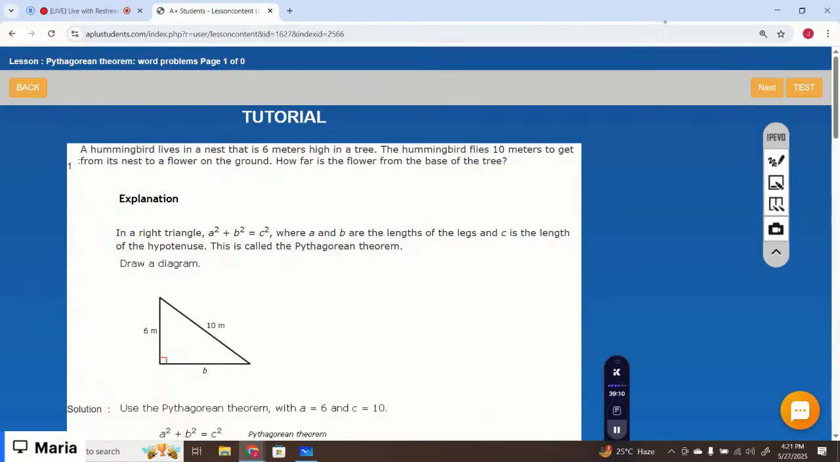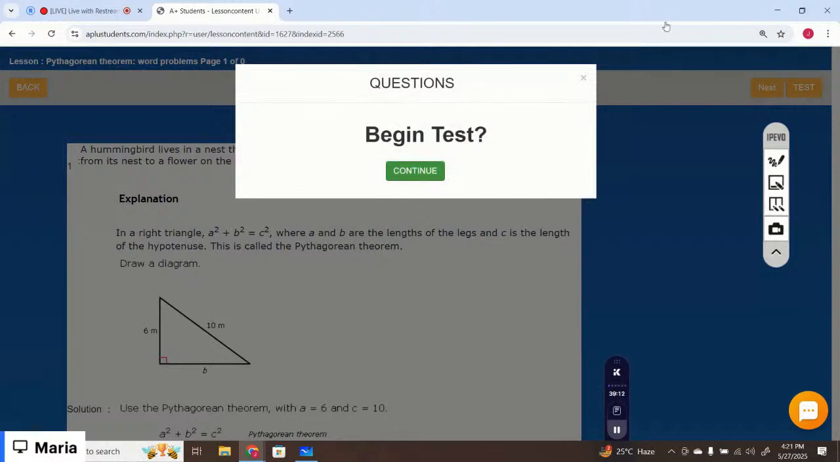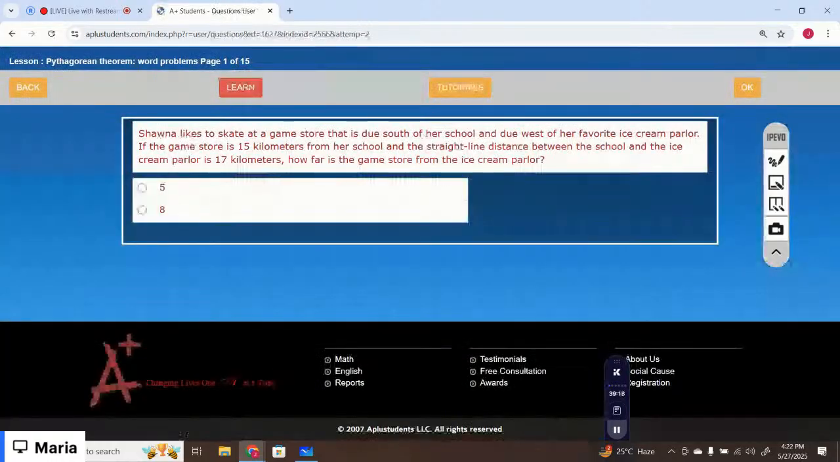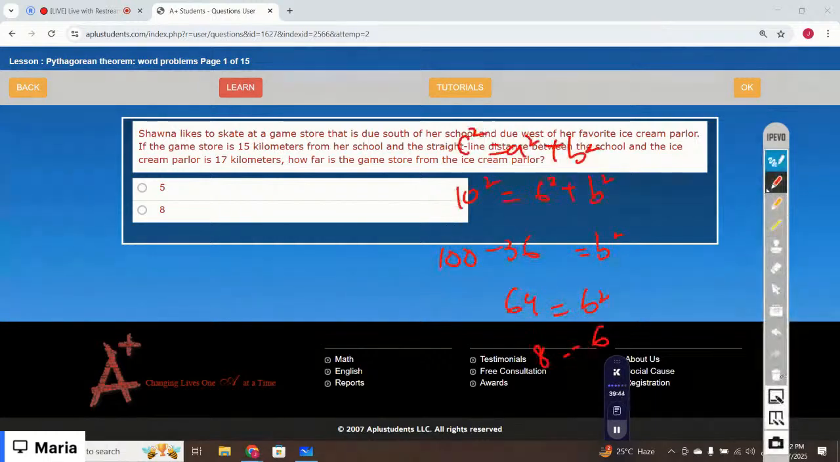You can have a look at the tutorial by yourself. Shauna likes to skate at the game store. It is due south of her school and due west of her favorite ice cream parlor. If the game store is 15 kilometers from her school and the straight line distance between the school and the ice cream parlor is 17 kilometers, how far is the game store from the ice cream parlor?